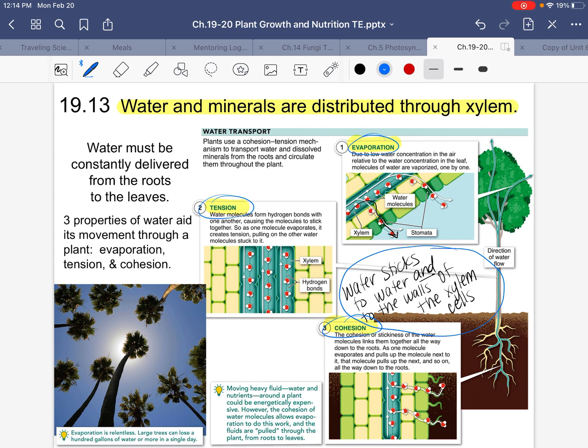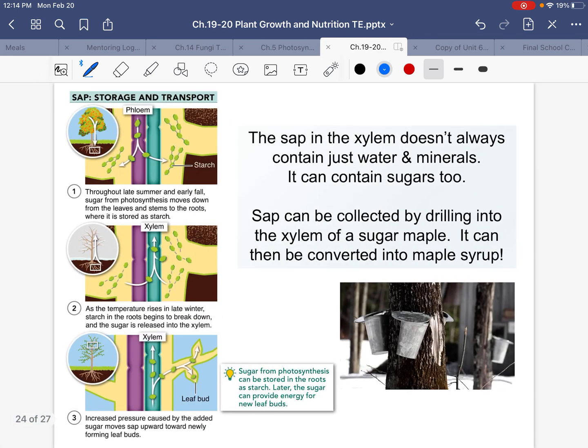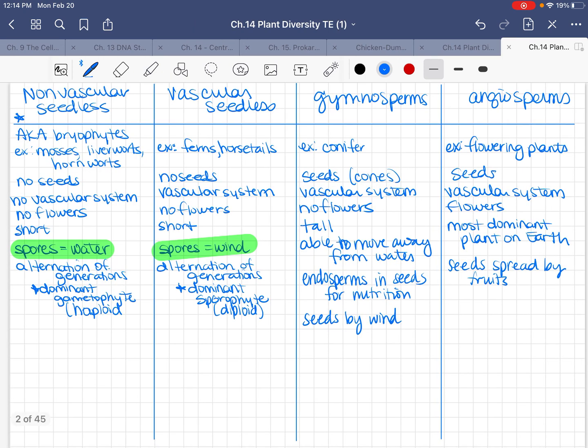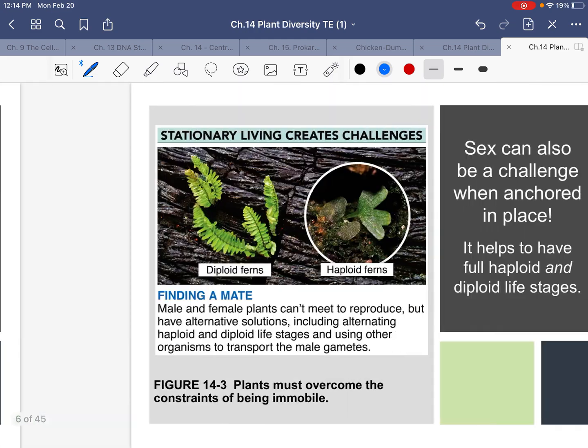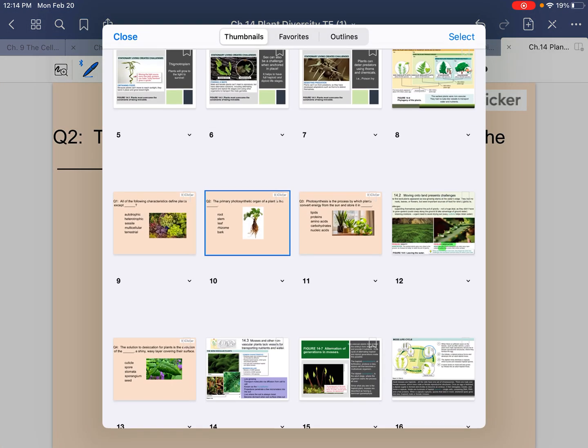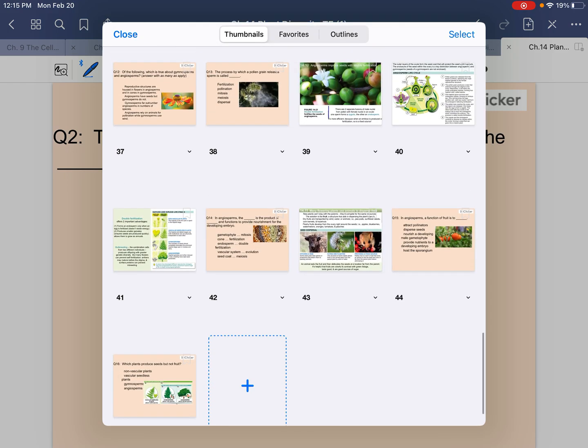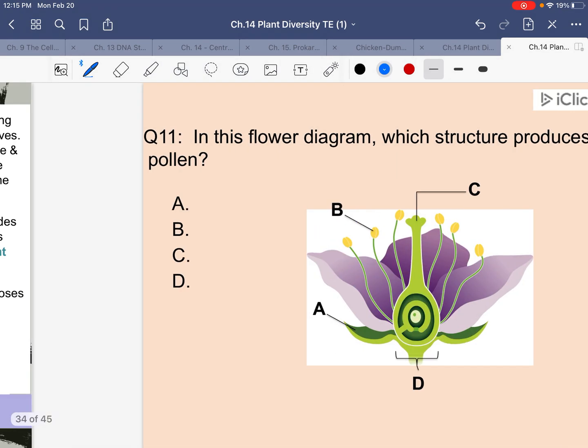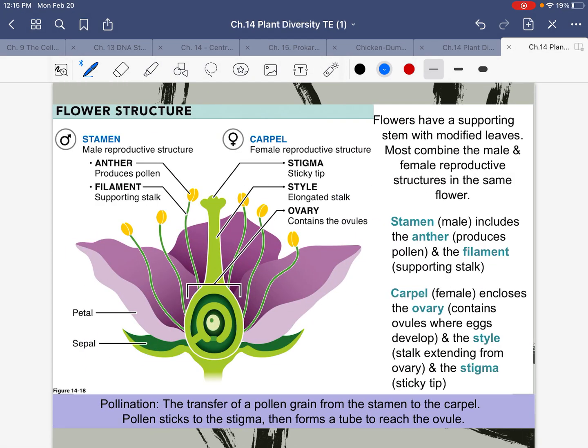And then I missed something on our last slide, so I'm going to go back and add that to this video. Okay, this is what I missed. Our flowering plants, our angiosperms, have these parts. And there's this part here, that's the anther, that's where the pollen is. And then down here is the ovary, that's where the egg is in order to produce the seed. So I missed that one.